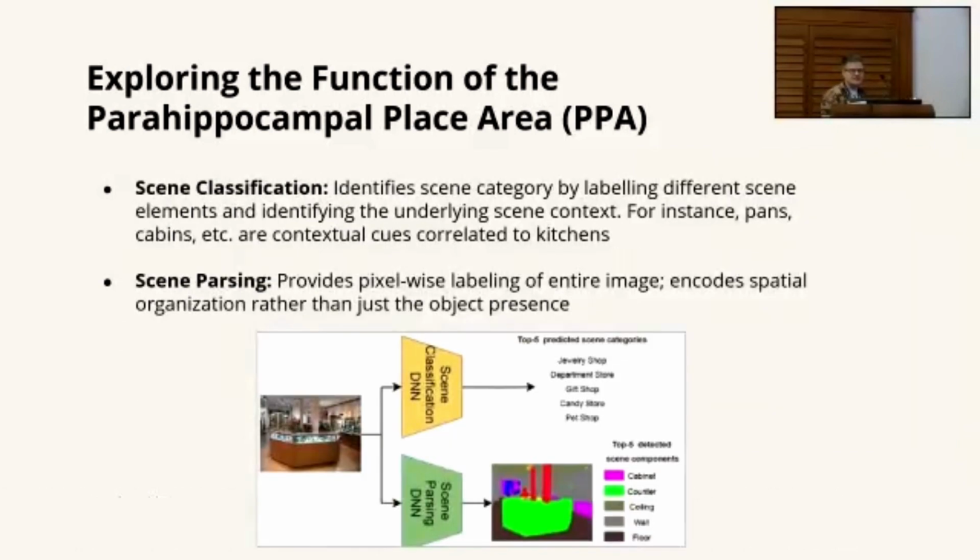As a quick reminder, scene classification identifies the scene by category. So it basically labels the different scene elements. So for a kitchen, pans and cabinets would be contextual cues. So that means as long as there are pans in the stove, it will recognize the kitchen.